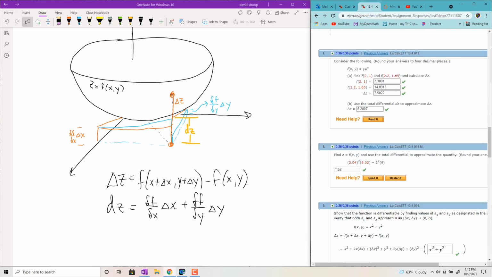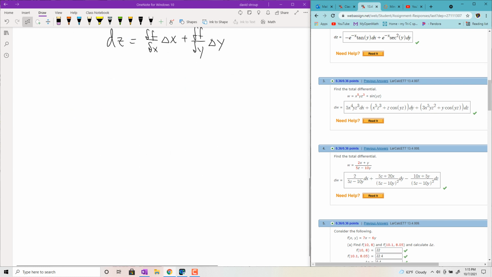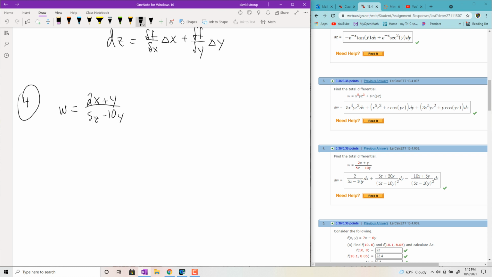Okay, let's actually do one of these where we're finding the differential. We'll look at number 4, looks hairy. And this is a 3-variable version. So I'm not going to be drawing that anytime soon. w equals 2x plus y all over 5z minus 10y. So for the total differential of w, there are 3 variables.